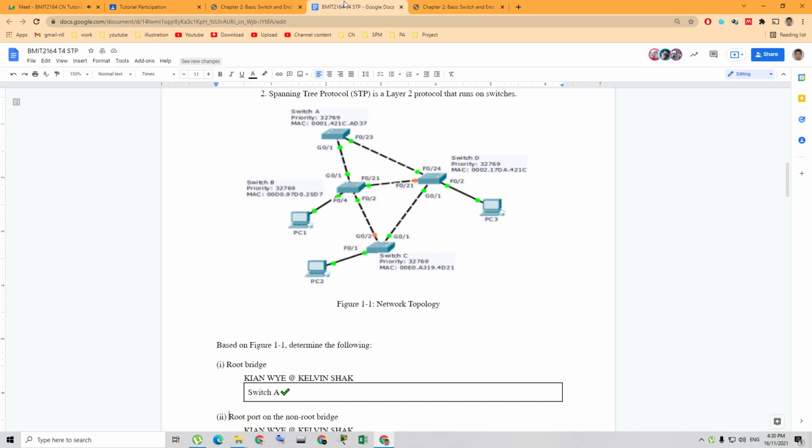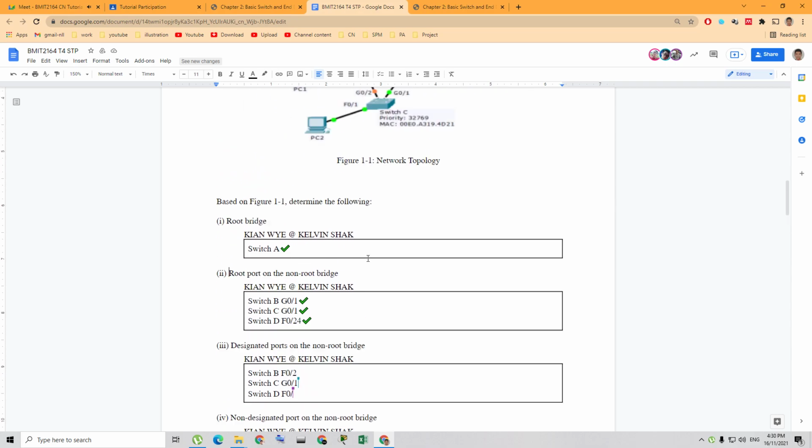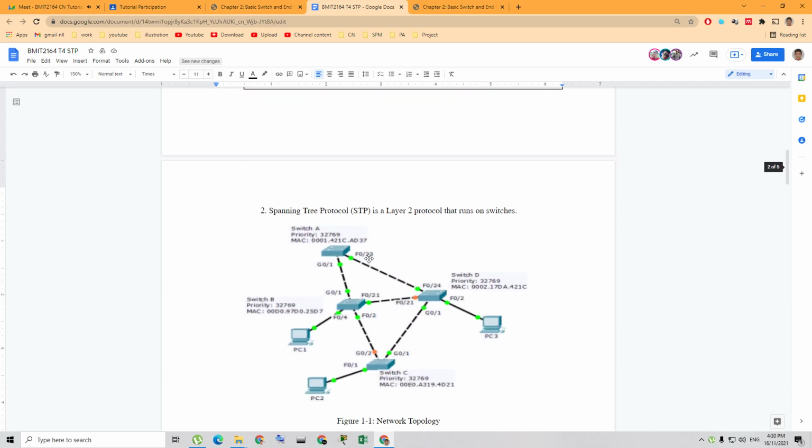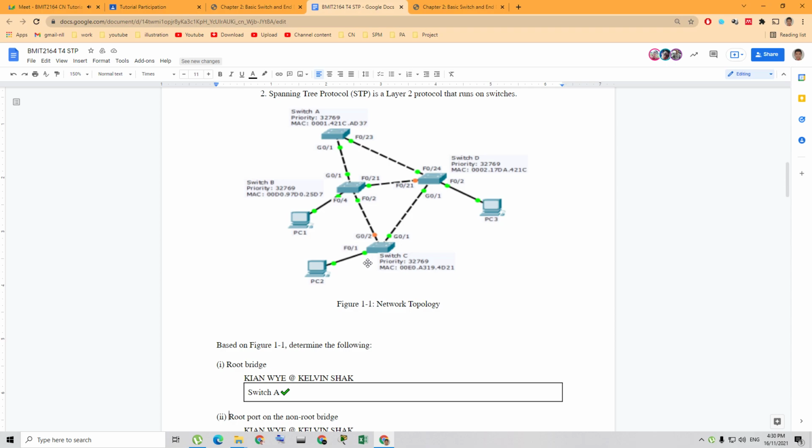Do you know why switch C G01 wins? Oh, because of the MAC address. Yeah, correct. MAC address is lower for switch D. Designated port is F02, switch C. G01, switch D, designated port. So remember, on the non-root bridge, your designated port is the receiving port, right? The receiving port towards the root bridge. Yeah, every one of them is just opposite each other.